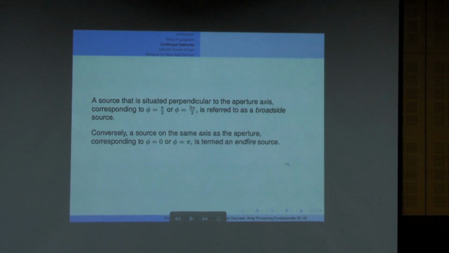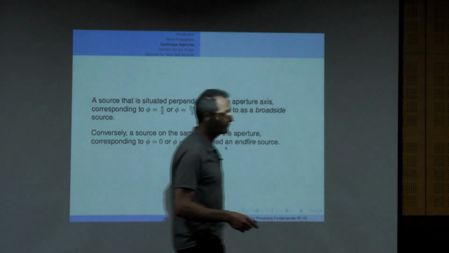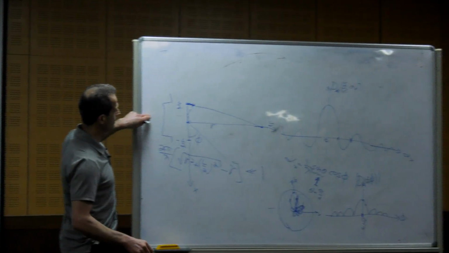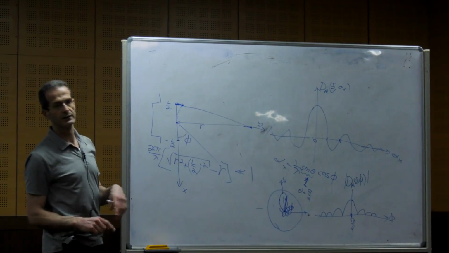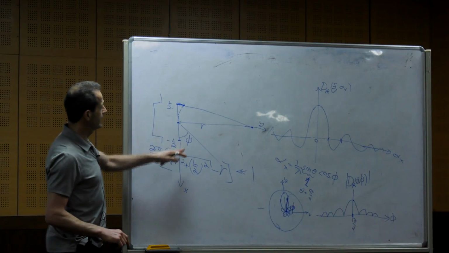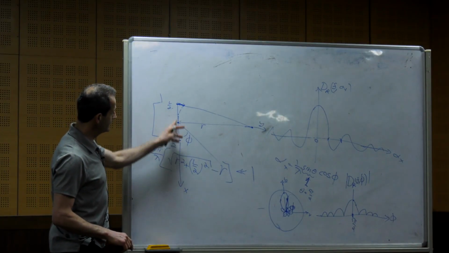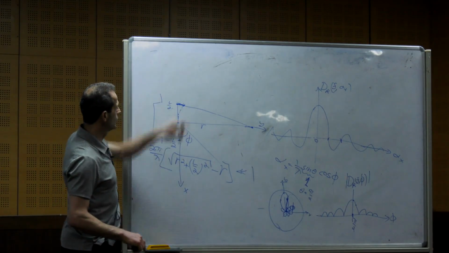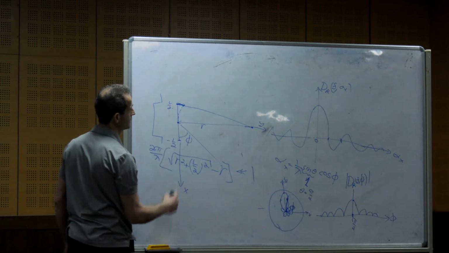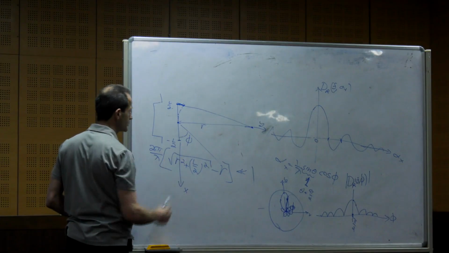Okay, so these are also some conventional terms. We call a source that comes from phi equals pi over 2 or 3 pi over 2, so a source that comes from this direction or this direction, actually with circular symmetry, a broadside source. And if the source comes from this direction, phi equals 0 or pi, we call it end fire. So for this kind of aperture.